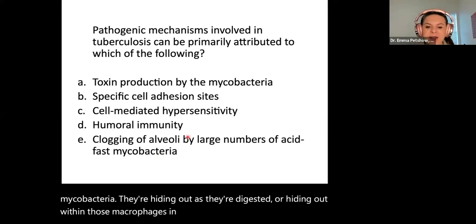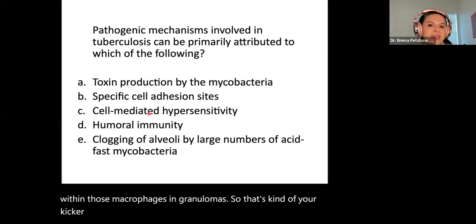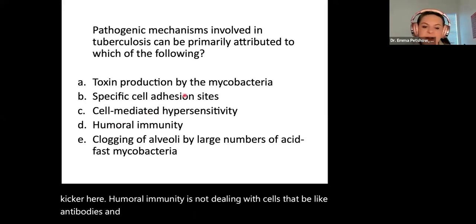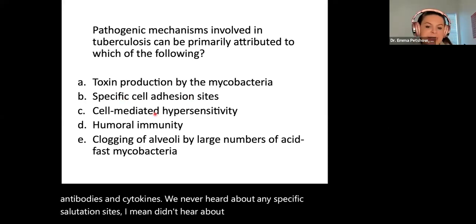So that's kind of your kicker here. Humoral immunity is not dealing with cells. That'd be like antibodies and cytokines. We never heard about any specific cell adhesion sites, and we didn't hear about any toxins. So this is your best answer.